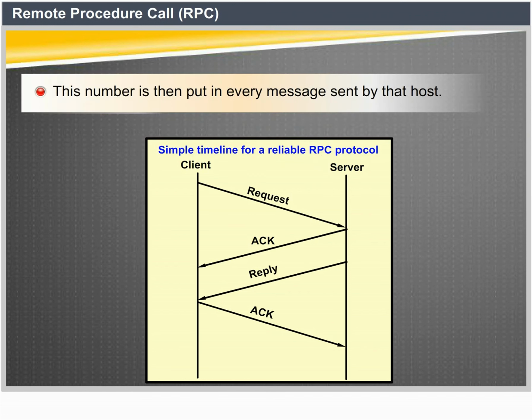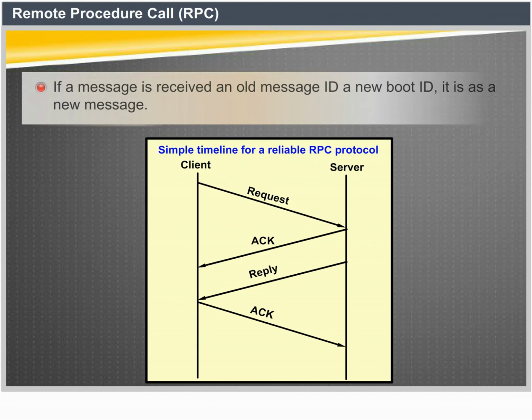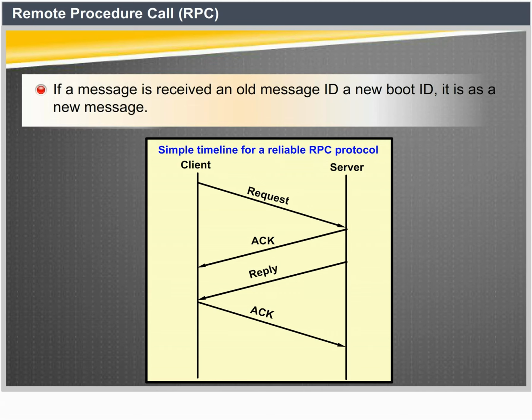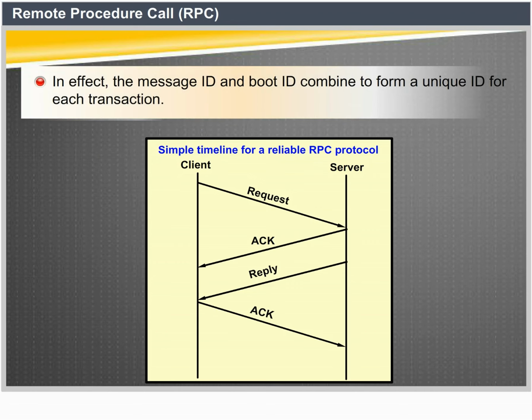This number is read from disk, incremented, and written back to disk during the machine startup procedure. This number is then put in every message sent by the host. If a message is received with an old message ID but a new boot ID, it is recognized as a new message. In effect, the message ID and boot ID combine to form a unique ID for each transaction.